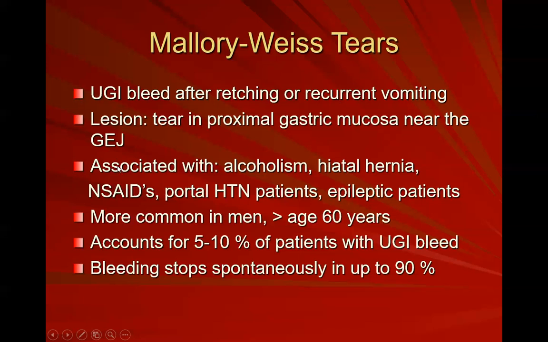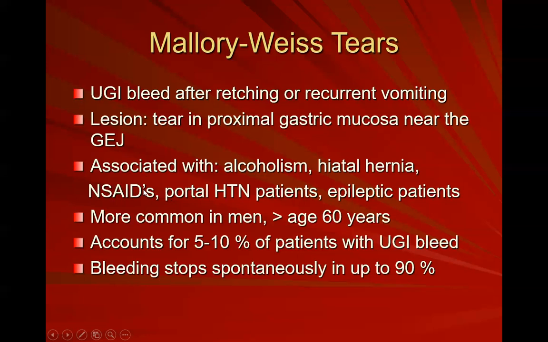So associated risk factors would be like alcoholism, especially if they give you a scenario in which they mention that there is a young patient who binge drank, and after that night they had several episodes of vomiting, and then they present with upper GI bleeding. Okay, so the first thing that you need to consider is what? Mallory-Weiss. Okay.